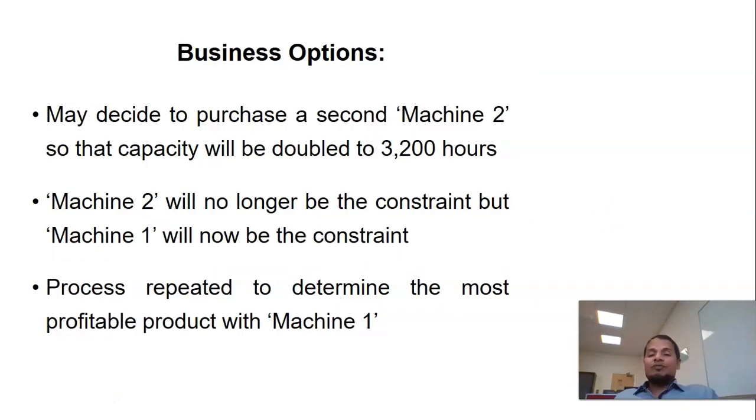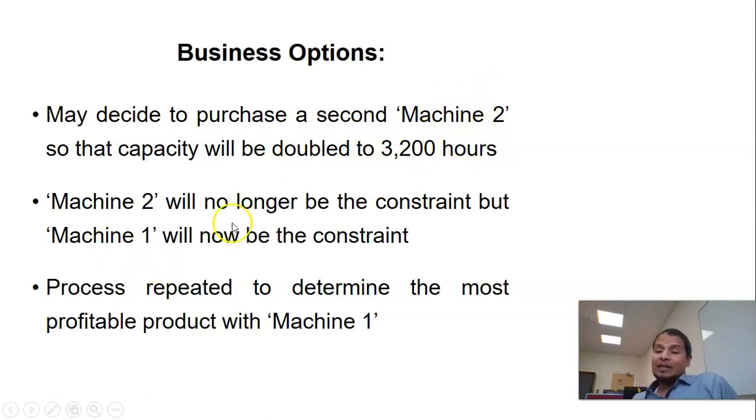So business option, what can the business do now? As the most problematic machine is machine 2, they can buy another machine, a second machine 2, and in that case their capacity will be doubled to 3,200, but they have the demand now for 2,700 units as we calculated before. Then there would be no problem regarding machine 2.